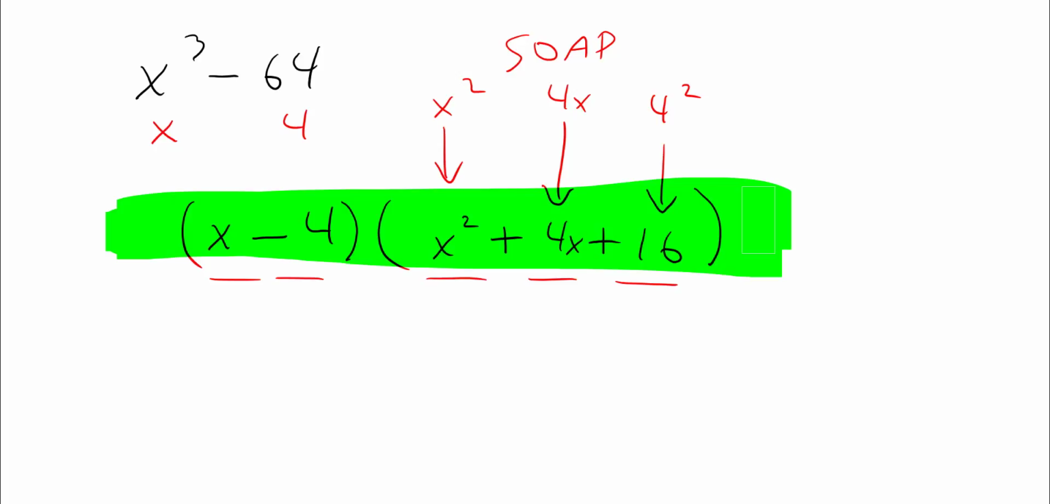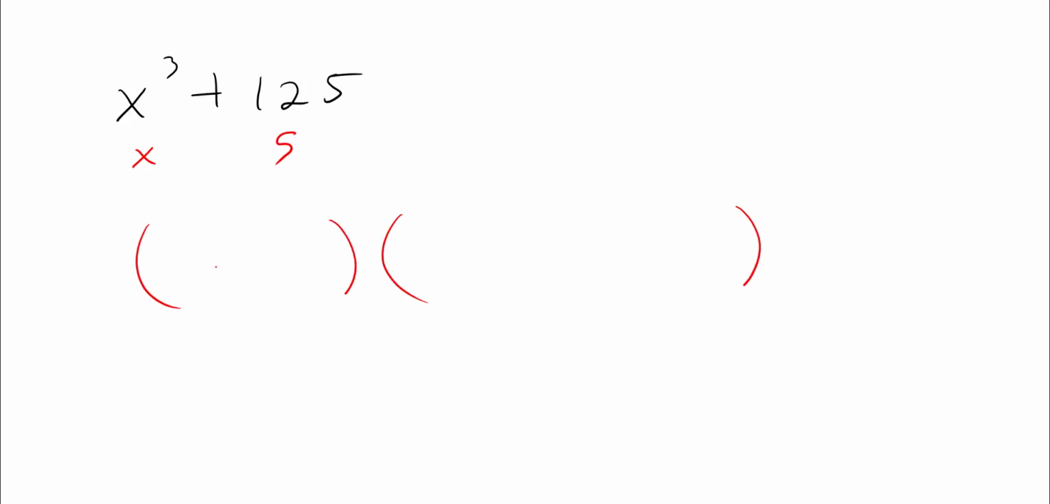So I want to do a bunch of examples with you guys just to make sure you guys are good to go. So let's try another one. Let's do x cubed plus 125. Okay, so what's the cube root of x cubed? X. What's the cube root of 125? 5. Parenthesis, parenthesis. All right, SOAP. Same sign, opposite sign, always positive.